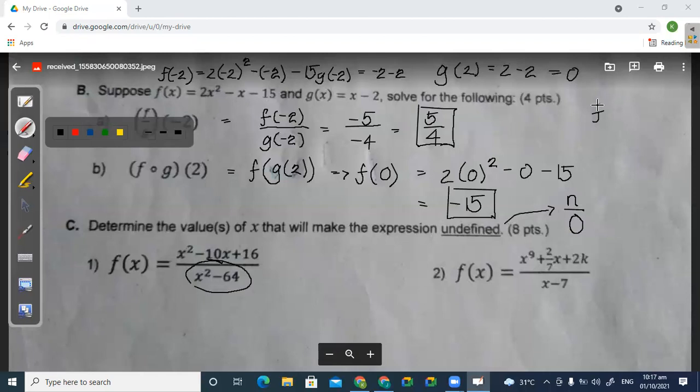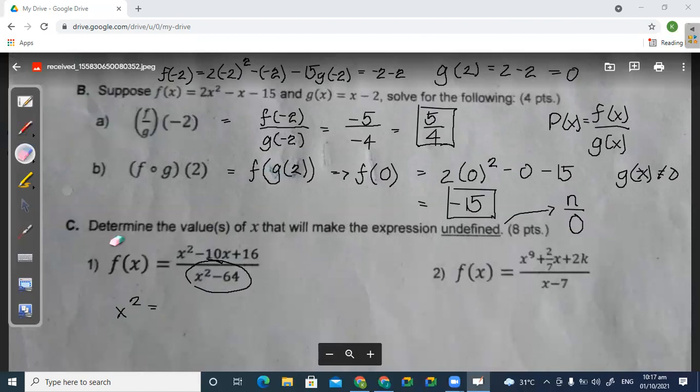Di ba ito yung madalas nating nakikita pag rational function? But that is expressed as p of x is equal to f of x over g of x, where g of x is not equal to 0. Kasi kapag nag-equal yun to 0, undefined na siya. Equate this: x squared minus 64 is equal to 0. And then, pwede natin lipat ang 64, so x squared equals 64.